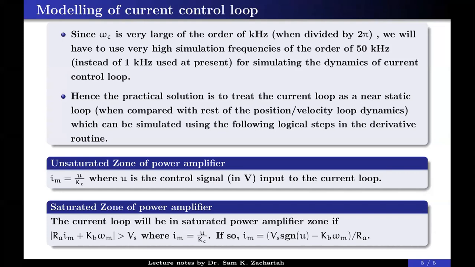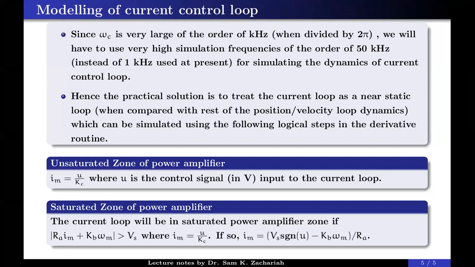You have included a current loop. That is why you have to increase the simulation frequency 50 times. Hence the practical solution is to treat the current loop as a near static loop. So it can act as a static loop 1 by Kc, which can be simulated using these logical functions.